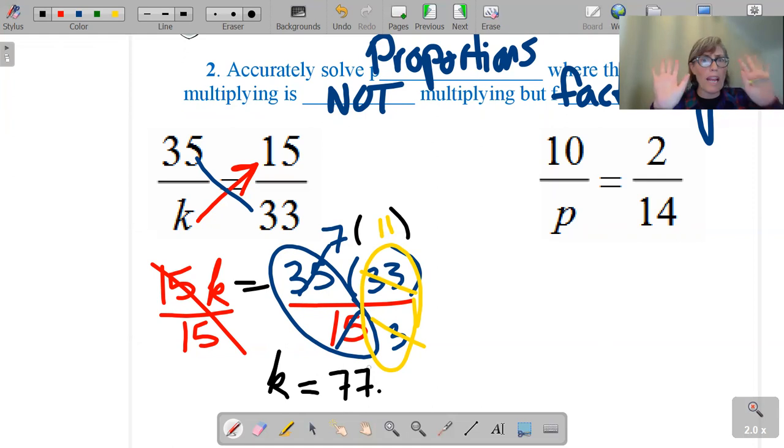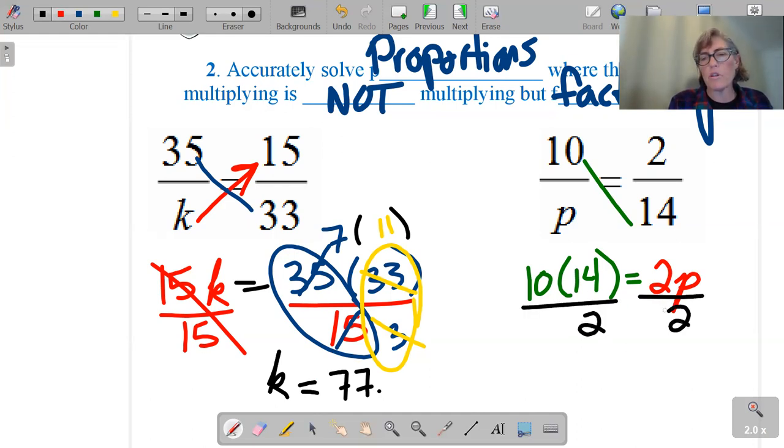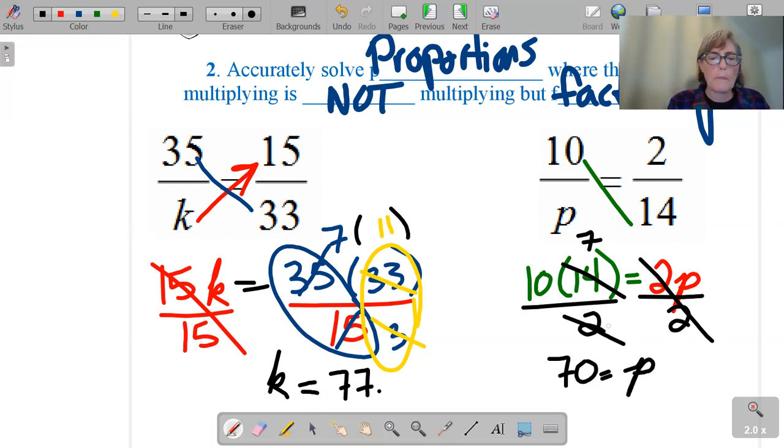You've heard of, look, Mom, no hands. Well, look, Mom, no calculator. You can do this. Let's do it again over here. Some of you are like, what is this magic? Watch the magic again. Cross multiply. Why did I not write 144? Because the key to multiplying is not multiplying. It's factoring. Simply divide by 2. Doesn't matter if I take the 2 into the 10 or the 2 into the 14. I'm going to take the 2 into the 14, and we get 70 equals P.